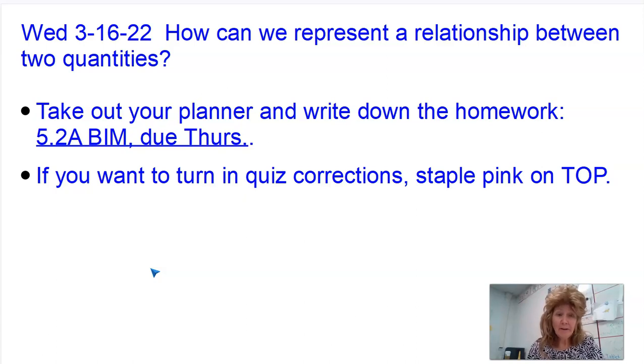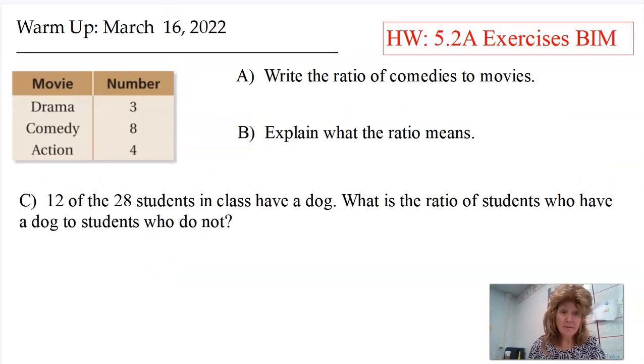It is lesson 5.2a. It's the first homework that we're having in this new section on Big Ideas Math, and it's all about using ratio tables to find equivalent ratios.